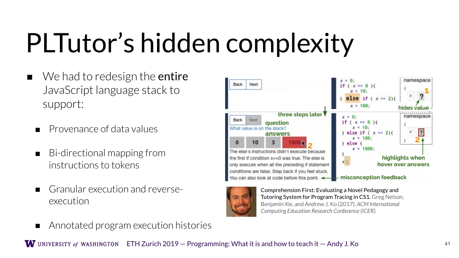So we had to do provenance through parsers and compilers. We needed granular execution and reverse execution so that we could go at a very low level, showing learners step by step exactly what happens in response to each part of a program executing, not by line, but by instruction. And then we needed annotated program execution histories so that we could link explanations of semantics to particular parts of the examples that we were building. So we have a whole authoring environment for this as well. So this was no small matter of engineering. We really had to re-architect a language stack.